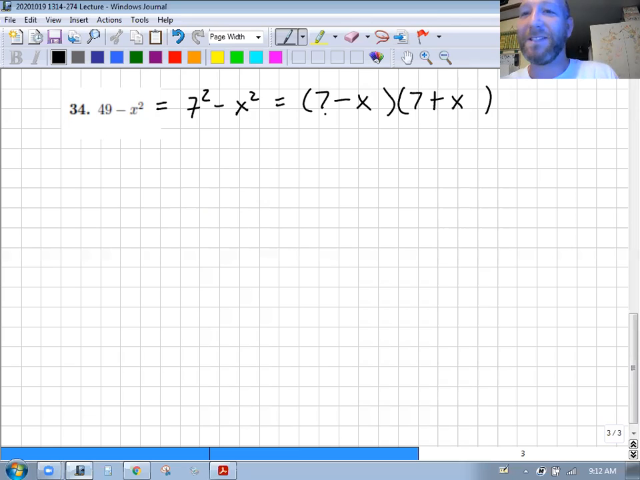All right, so you could check your work. You have the 7 times the 7 gives us your 49. The positive 7x and the negative 7x cancel each other out. And then you have a minus x squared.